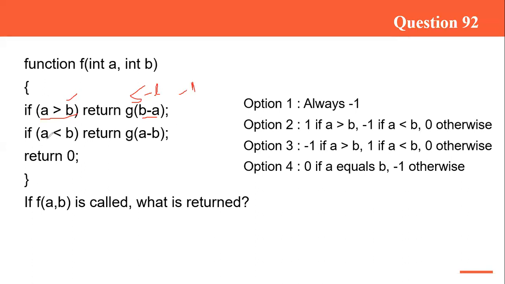Right? Okay, here also. When A less than B, A is the smaller one. You are doing A minus B. That means smaller minus larger. That means again you will get -1. Right? For A greater than B or A less than B, you are getting -1. But what if they are same? This will not be true, this will not be true, it will be 0. So what's the answer? 0 if equals, -1 otherwise.